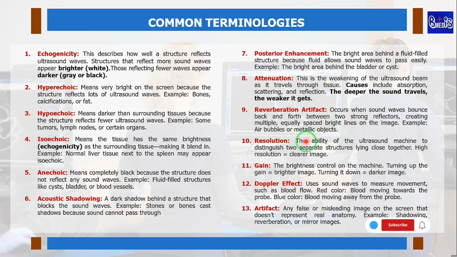Then we have resolution, the ability of the ultrasound machine to distinguish two separate structures lying close together. High resolution equals a clearer image. We have gain, the brightness control on the machine. Turning up the gain brightens the image, turning it down darkens the image. We have Doppler effect, which uses sound waves to measure movement such as blood flow. Red color means blood moving towards the probe, blue color means blood moving away from the probe.